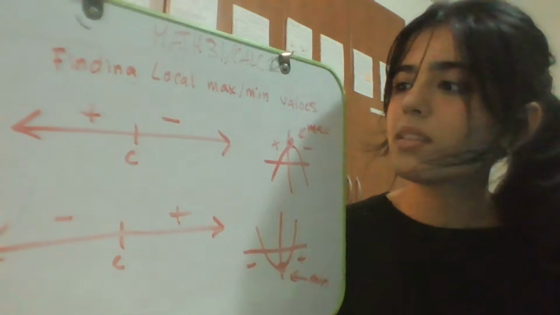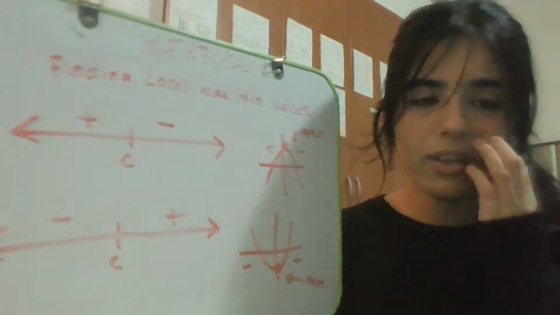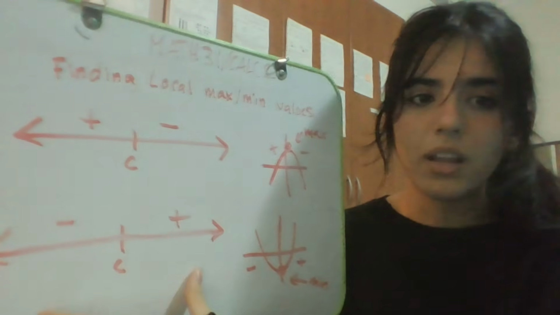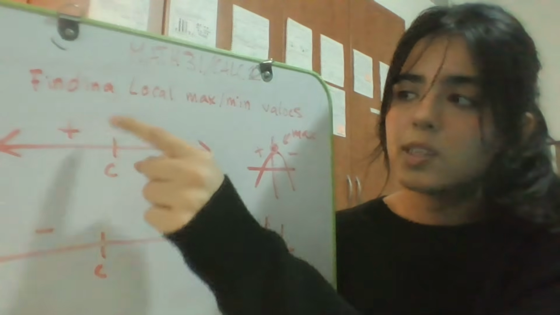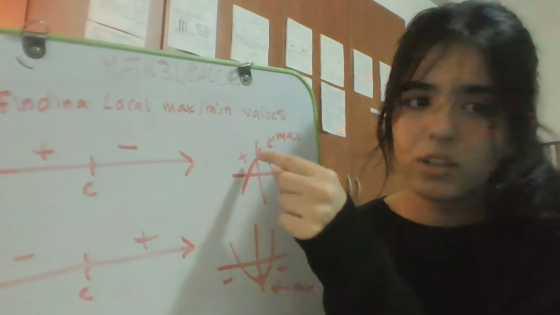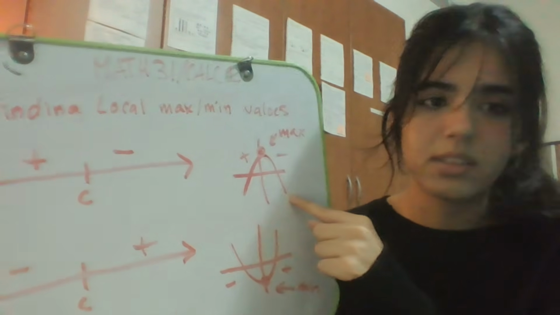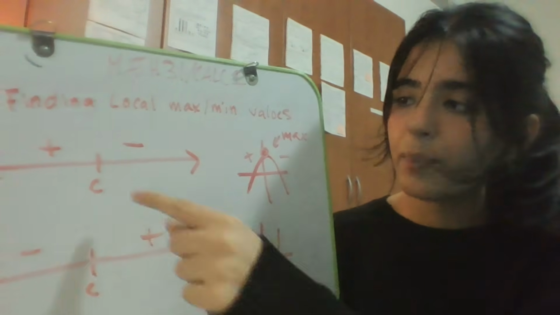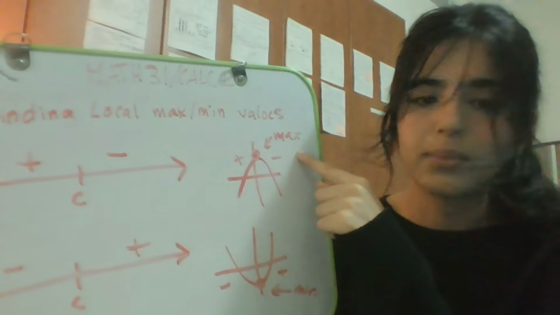Okay, guys, so this is the trick. When you put your critical number on the number line, and on the left side it's positive and on the right side it's negative, that means that the slope is increasing and then it suddenly decreases. So that tells us that at point C, there is a local maximum.